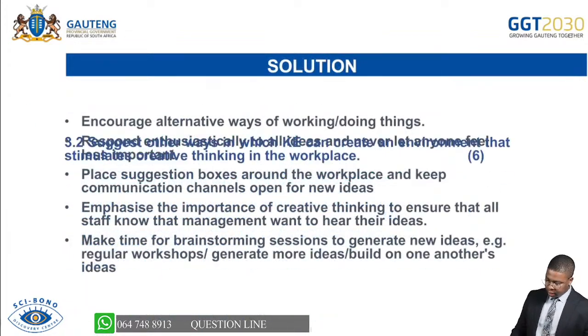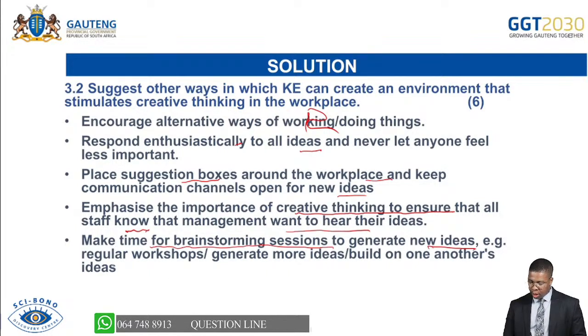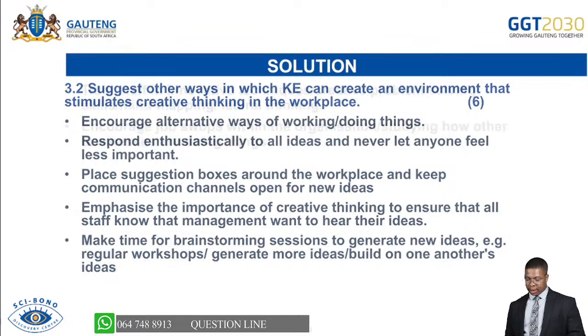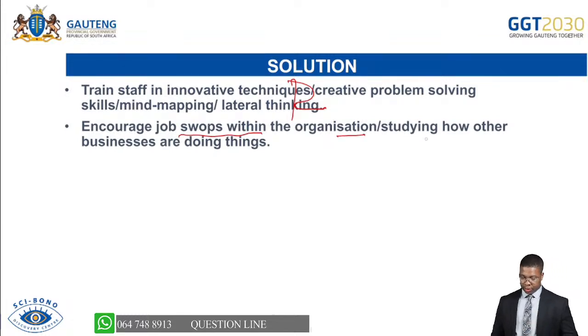Then let's look into suggesting other ways in which KE, which is Kuruman Electronics, can create an environment encouraging alternative ways of doing things. Responding enthusiastically to all ideas will encourage people to come up with new or creative thinking ideas. Placing suggestion boxes around the workplace. Emphasizing the importance of creative thinking will ensure that all staff members know that management wants to hear their ideas. Making time for brainstorming sessions to generate new ideas will also encourage that, for example regular workshops or encouraging people to build on one another's ideas. Training staff on innovative thinking, and encouraging job swaps within the organization, will also encourage creative thinking in the workplace.